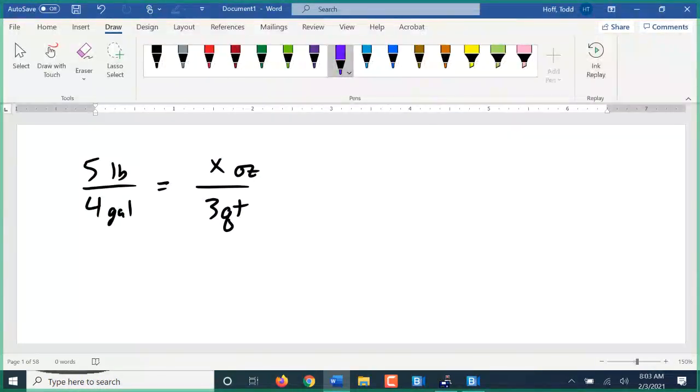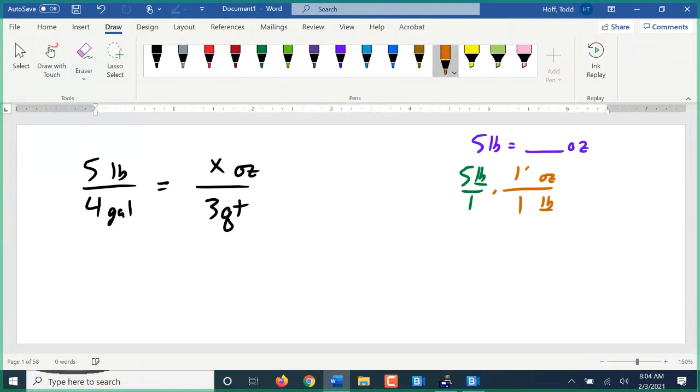Generally, it is easier to go to the smaller unit. So we're going to convert 5 pounds to ounces. 5 pounds over 1. Pounds are on bottom, so they cancel out. 1 pound is how many ounces? Pounds cancel out. 5 times 16 is 80 ounces.